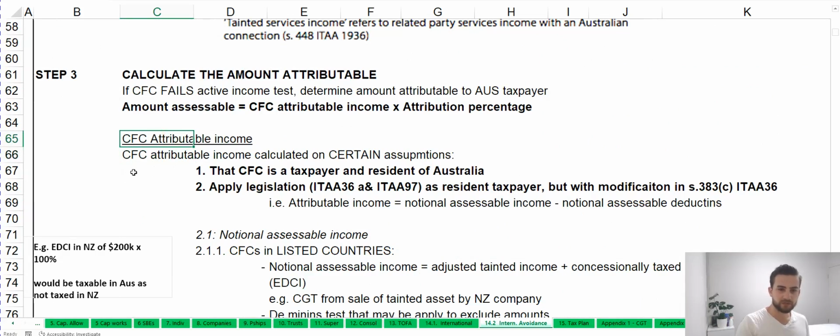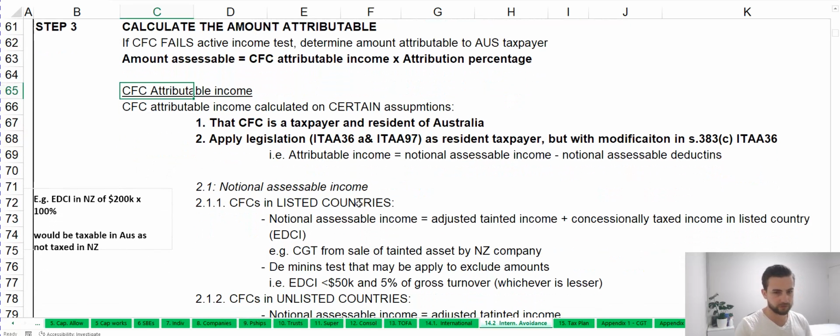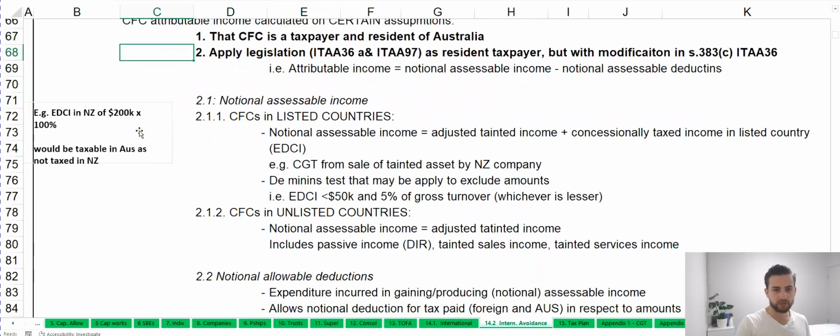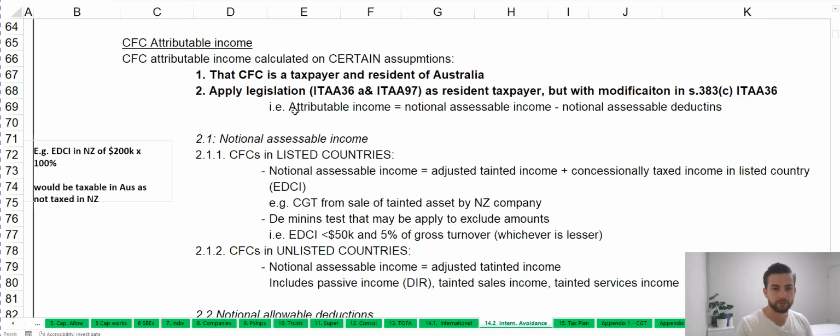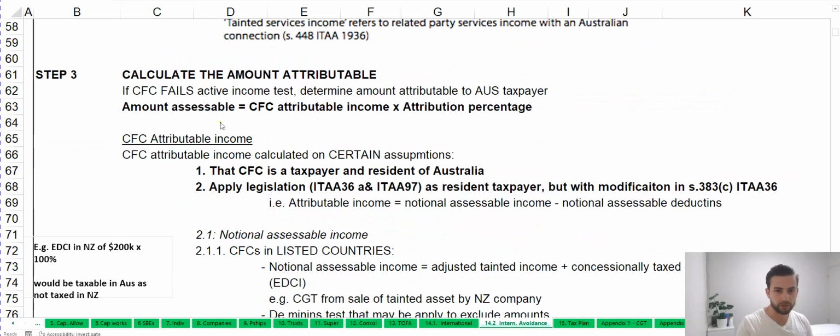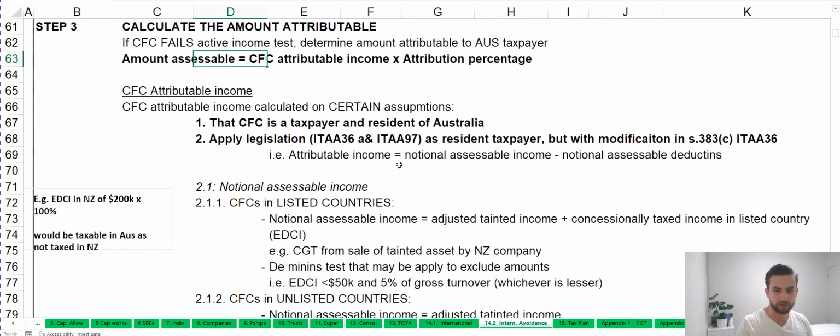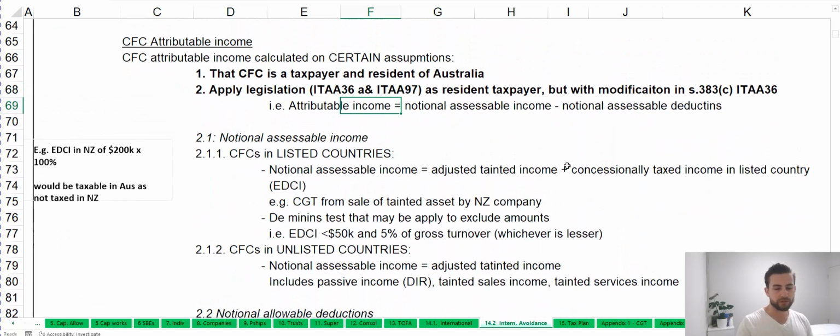But basically, CFC attributable income is calculated on certain assumptions. So number 1, that is taxpayer and resident of Australia, which we covered. Apply legislation as a resident taxpayer, but with modification. Okay, it's just a minor point. The formula to calculate your CFC attributable income, which fits in this formula up here, is basically your notional assessable income minus your notional assessable deductions.